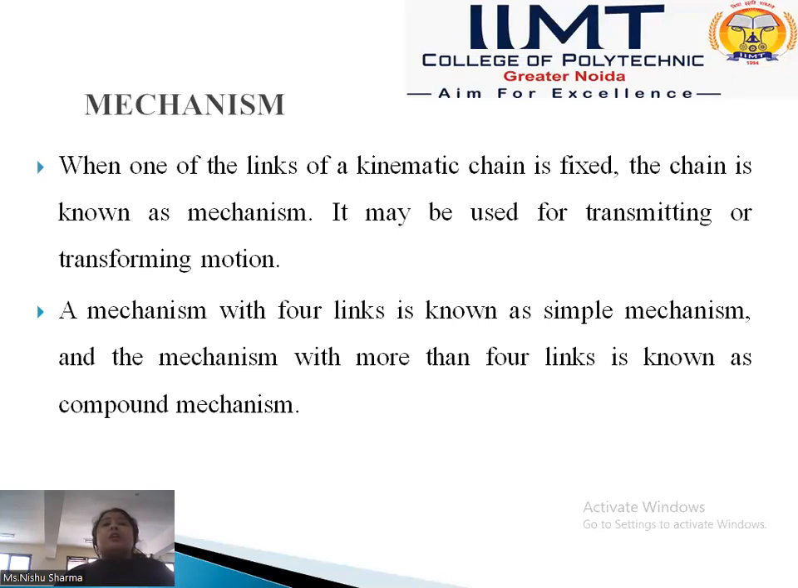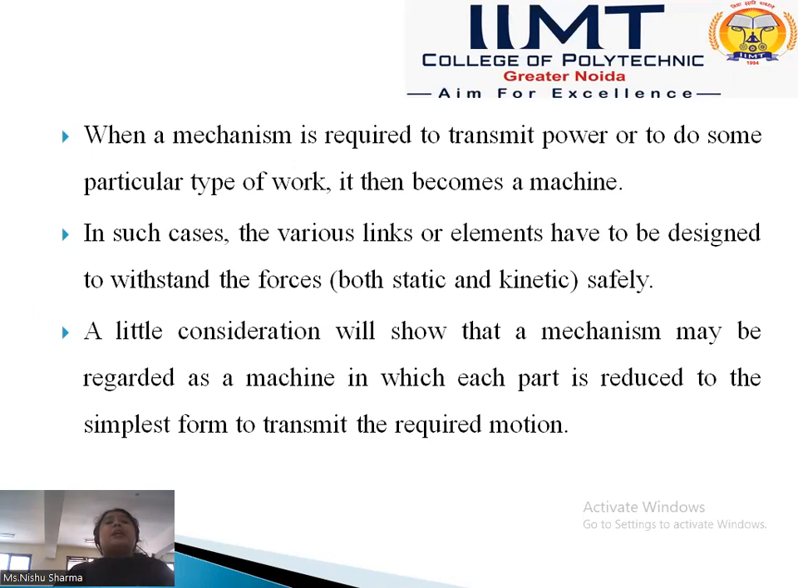Now, a mechanism with four links is known as a simple mechanism, and a mechanism with more than four links is known as a compound mechanism. The minimum number of links for a mechanism is four, and when the number of links is four, it is called a simple mechanism. Then the mechanism is required to transmit power or to do some particular type of work.